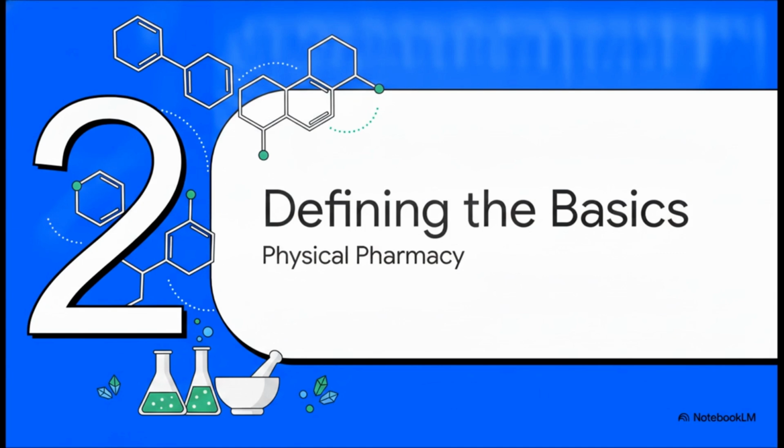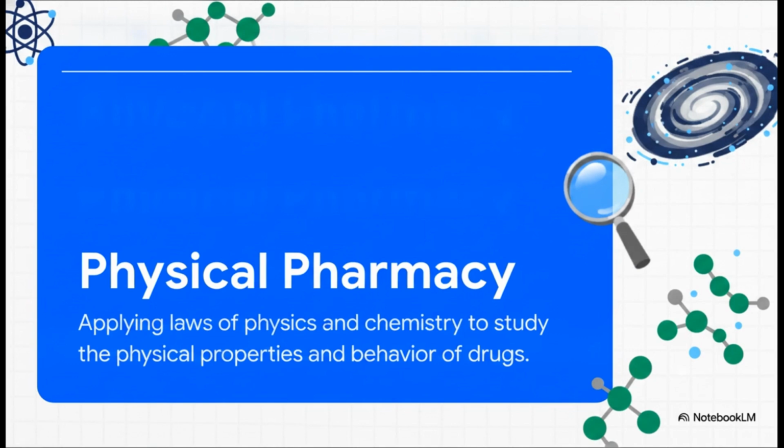Moving right along to Section 2, defining the basics. Now that we see the clear distinction between a drug and a medicine, let's actually define the science required to transform one into the other. Physical pharmacy is the formal study of the physical properties of these substances. We are literally applying the laws of physics and chemistry to understand exactly how drugs behave.